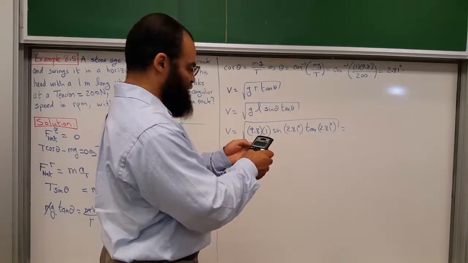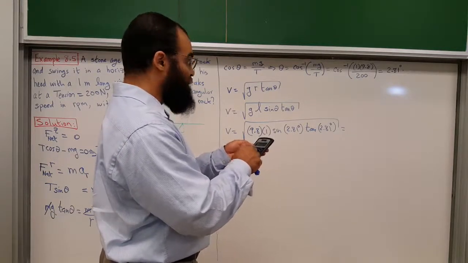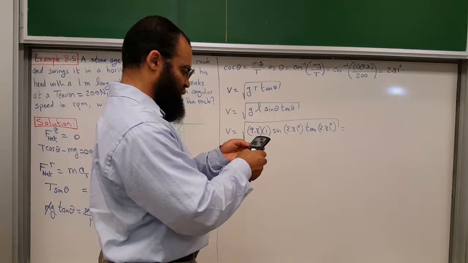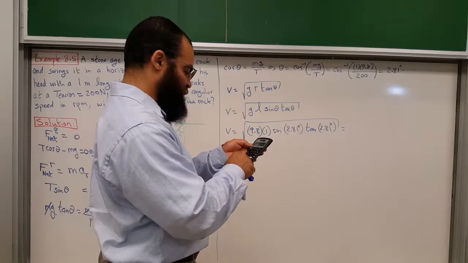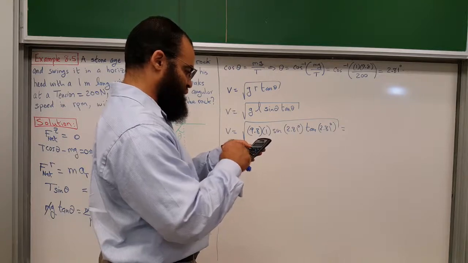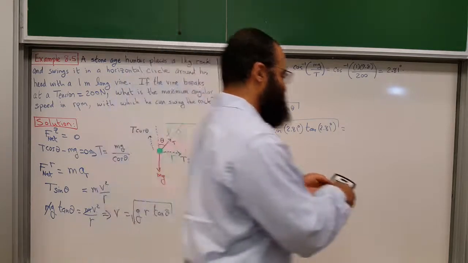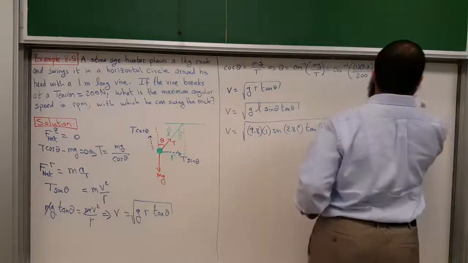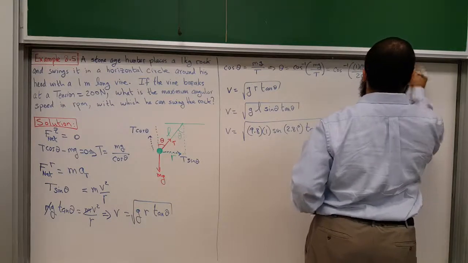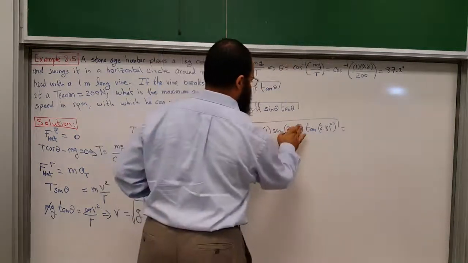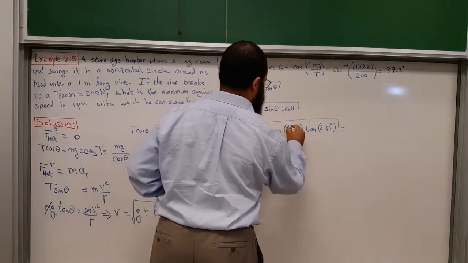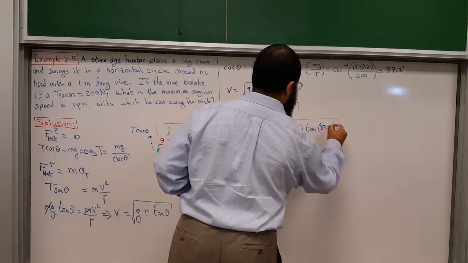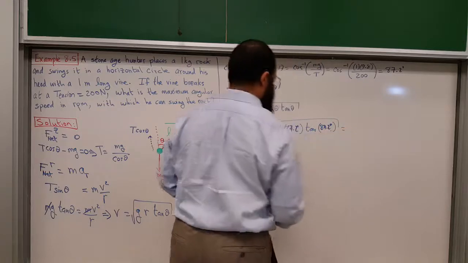Sorry about that. Let me do cosine inverse of 9.8 over 200. Okay, 87.2 degrees. That makes much more sense. Now this would be 87.2 degrees, and this would be 87.2 degrees. Otherwise I get a pretty tiny number for the speed.